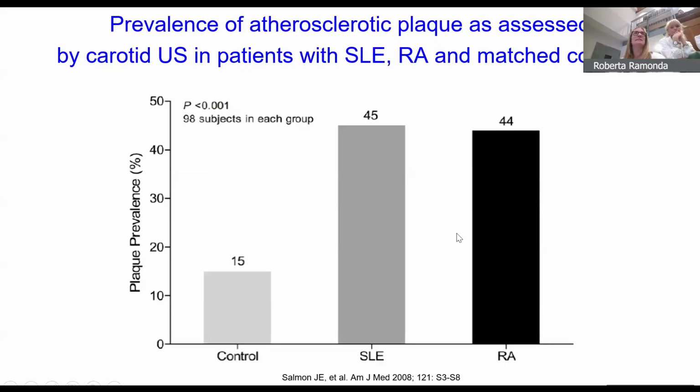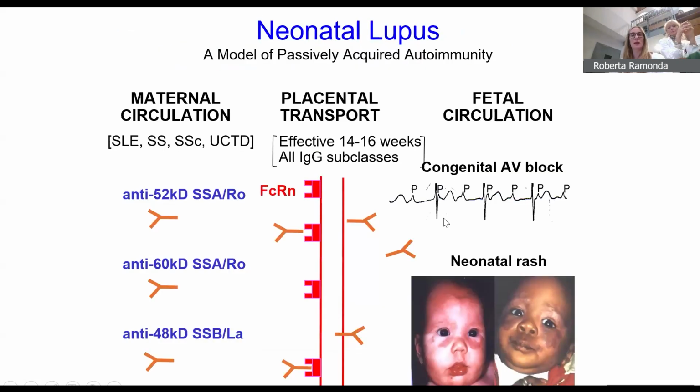As you can see from this slide, several cohort studies demonstrated that SLE and rheumatoid arthritis patients have an increased prevalence of atherosclerotic plaques compared to controls. And we need also to mention neonatal lupus.